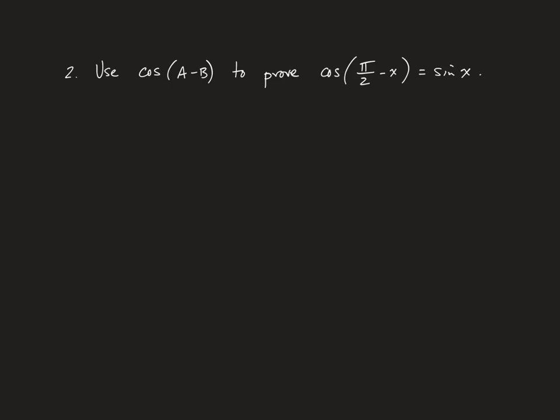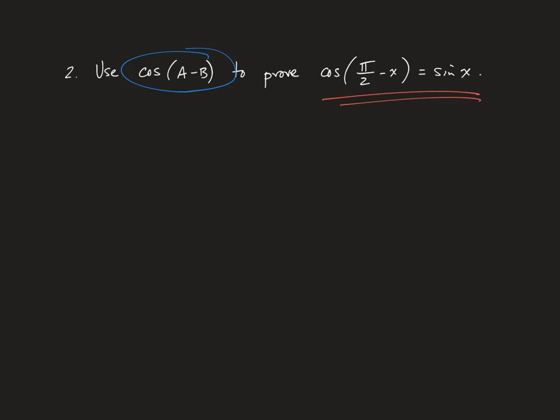So let's take a look at problem 2. We need to use cos A minus B to prove the cos of pi by 2 minus x is equal to sine x. Now notice that we've already proven this identity today. That's our complementary angle identity. But we now have been asked to use the compound angle to prove it. So we need to use that.